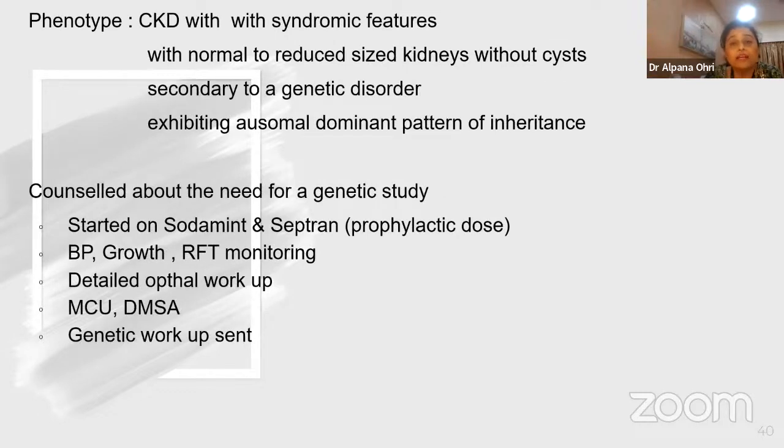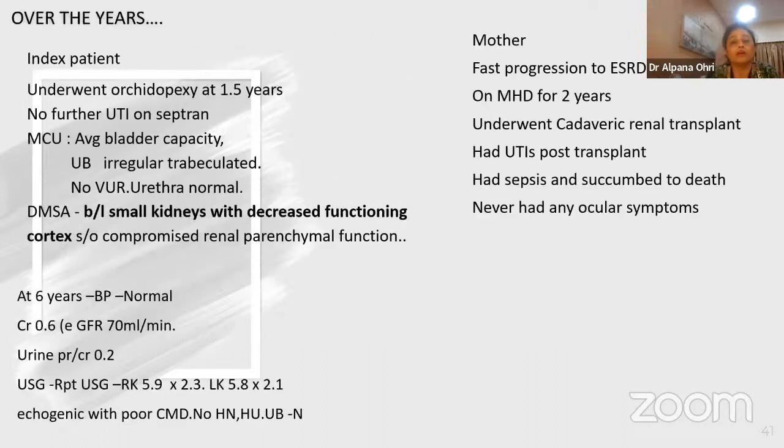So the phenotype of the child was a syndromic child with normal to reduced kidney size without cysts in CKD, secondary to a genetic disorder following an autosomal dominant pattern of inheritance. So he was counseled for the need of genetic analysis, and genetic studies were started. He was put on Sodamint and Septran in prophylactic dose. BP, growth and RFT monitoring was continued and he was advised a detailed ophthal checkup, MCU, and DMSA on follow-up.